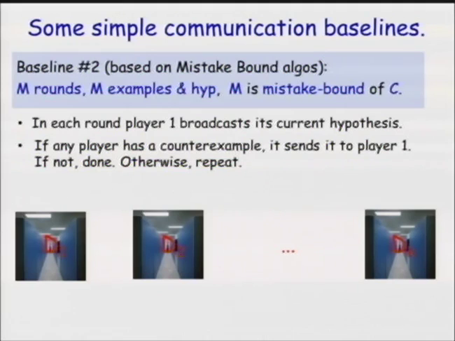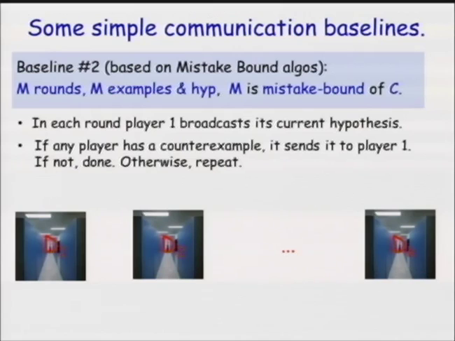Now let me mention another simple baseline for those of you familiar with learning theory and mistake bounds. It turns out that you can also have a baseline based on a mistake bound guarantee. So if you are looking at a concept class C that has a mistake bound of M, we can have one of the players, say player 1, run the mistake bound algorithm. Again, we're going to proceed in rounds. In each round, player 1 broadcasts its current hypothesis. If there is any player that has a counterexample, then that counterexample is sent to player 1. Player 1 uses it to update its current hypothesis. Otherwise, we stop if there is no counterexample.